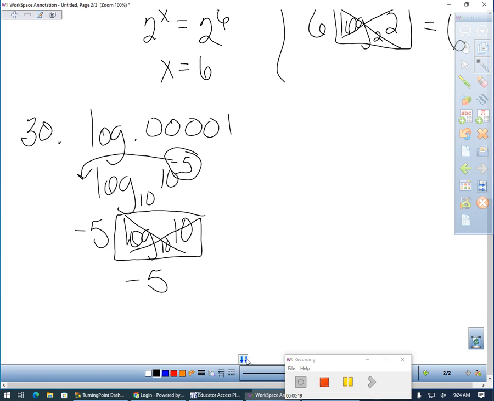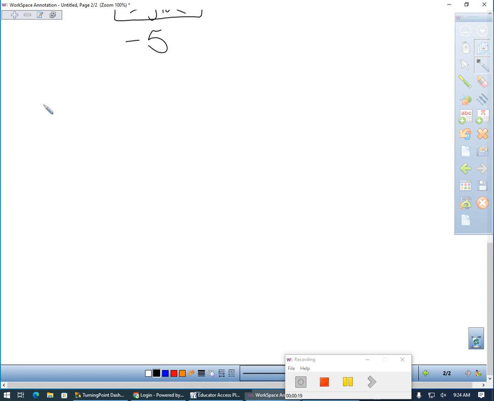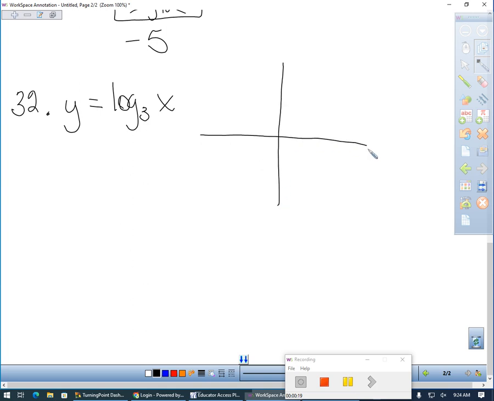Number 32, we were graphing. For number 32, we have y equals log base 3 of x. To graph it, there are 2 points your log function should go through. The first one is always the point 1, 0. The second one is your base point, which is at 3, 1. And it approaches your asymptote, in this case, which is the y-axis.